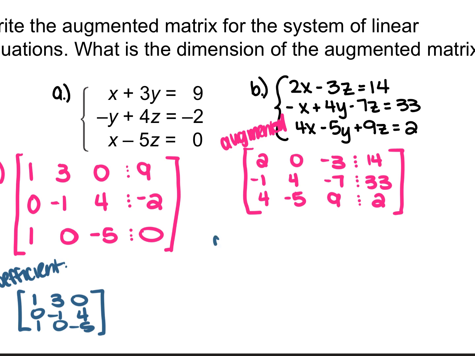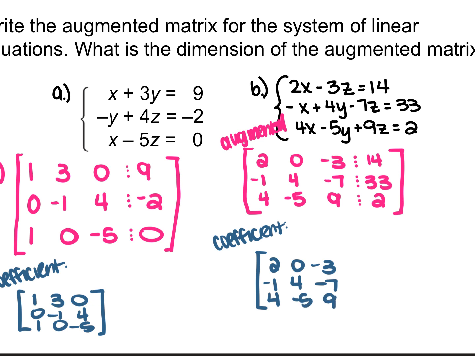For your coefficient matrix, you would have just the 2, 0, negative 3, negative 1, 4, negative 7, and 4, negative 5, 9. Your augmented matrix would have the dimensions of 3 by 4, and your coefficient matrix would have the dimensions of 3 by 3.